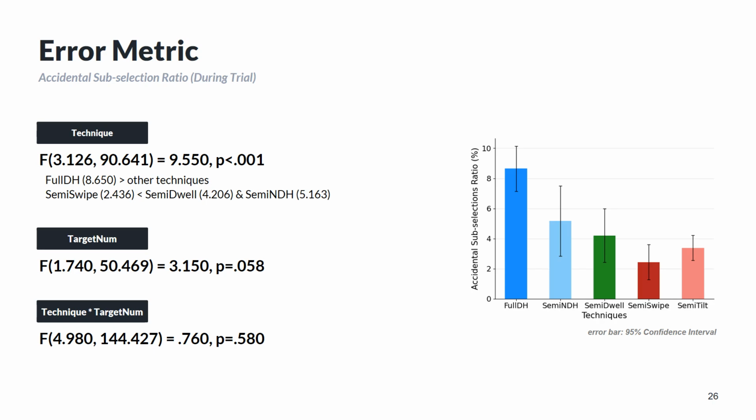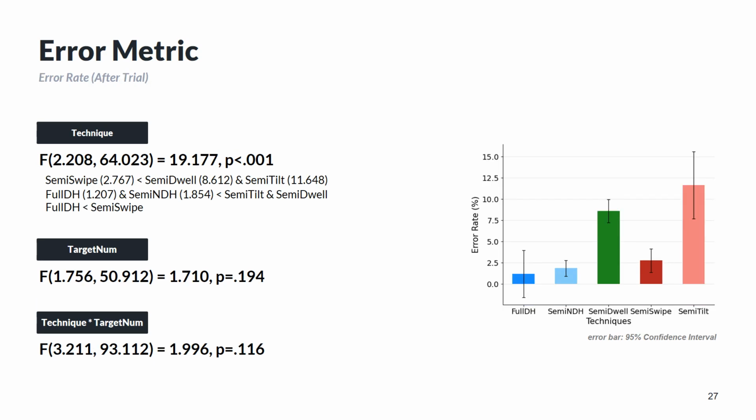The full DH caused more accidental subselection during trials than other techniques, and SemiSwipe error was lower than SemiDwell and SemiNDH. The error rate, which is the end result of grouping, showed that SemiDwell and SemiTilt were significantly higher than full DH and SemiNDH, but here the SemiSwipe error rate was also lower than SemiDwell and SemiTilt.